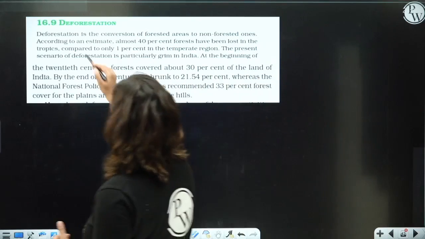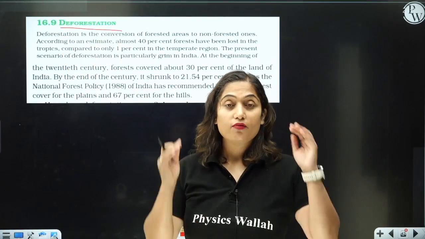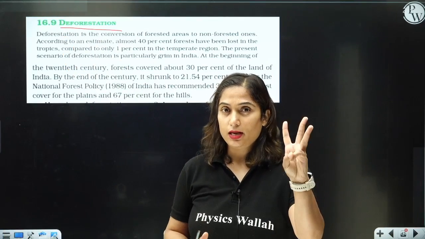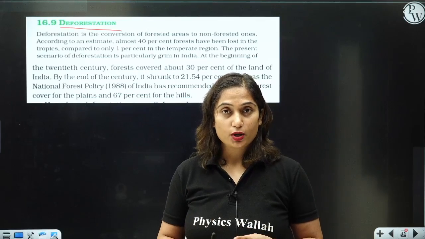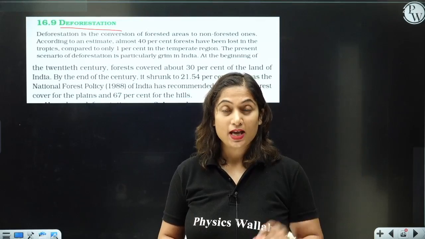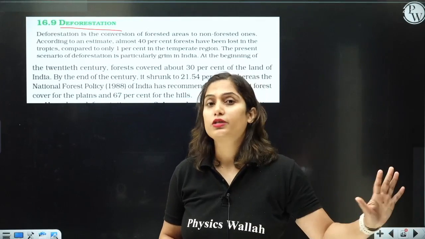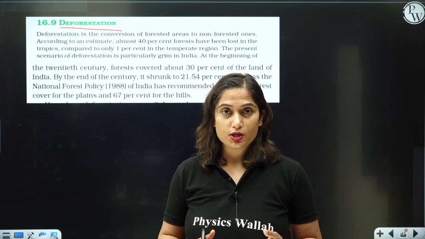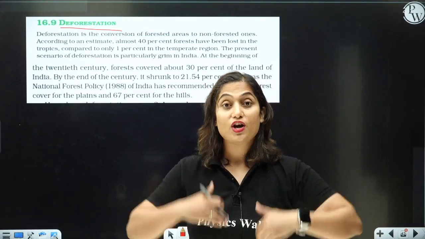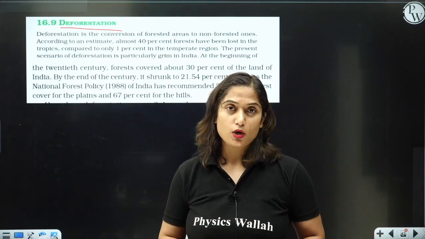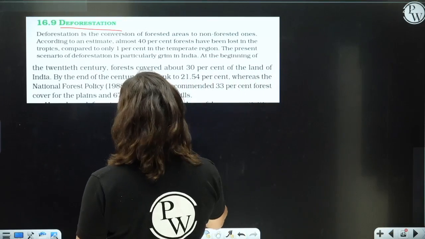Now, what is deforestation? The meaning of deforestation is to cut the forest. There are three words: afforestation, deforestation, reforestation. Afforestation means to plant trees where there were no trees. Reforestation means to plant trees where the trees have been cut and now we are reforesting them. Deforestation means to cut the forest. Okay, so these lines are important.